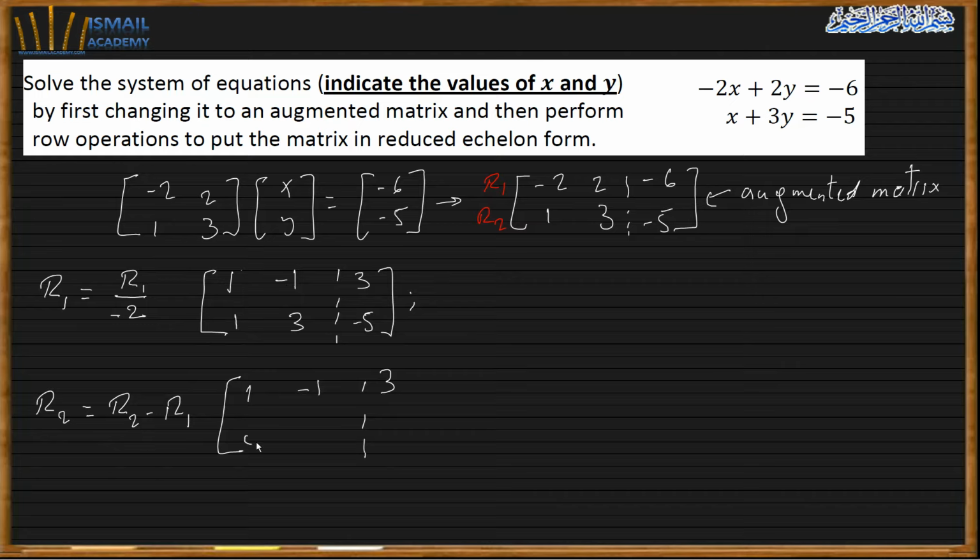This minus this is 0. This minus this is going to be 4. And this minus this is going to be minus 8. Now because I need to have 1 here, what do I do? My new R2 will be the old R2 over 4. So I divide the whole thing by 4. Again, I didn't touch R1.